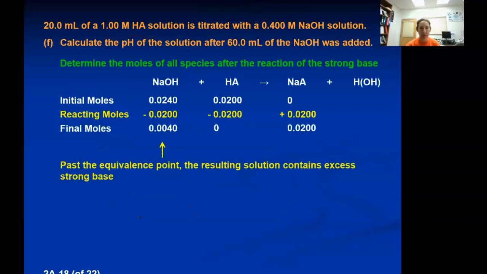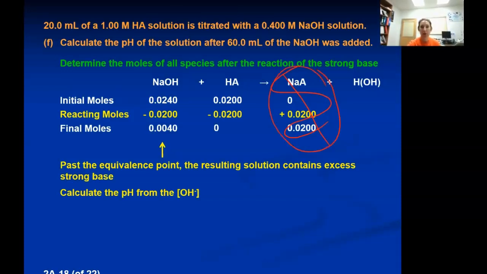Here's your ice table again, I'm sorry, your moles table again. And we know we're past our equivalence point, and so we have extra strong base. And so we just calculate our pH from our OH concentration. And again, we don't need this. And yes, we always ignore A minus here because of the huge difference between these. Only in the excess region do we ignore A minus, only in the excess region.